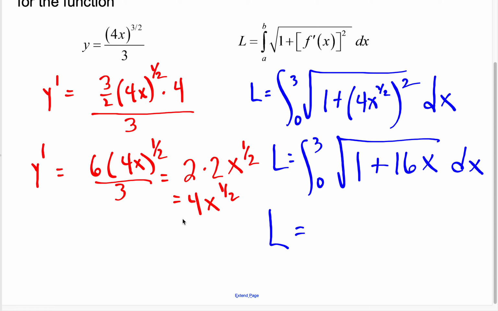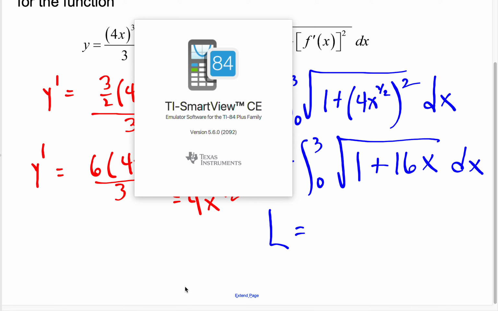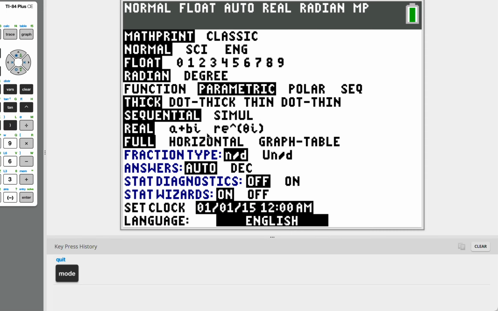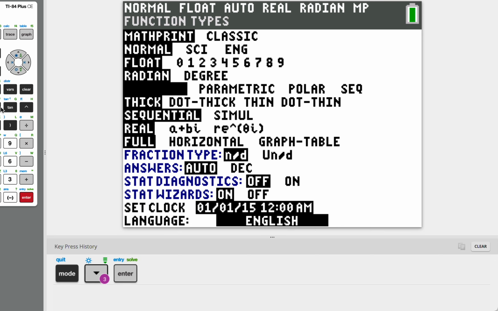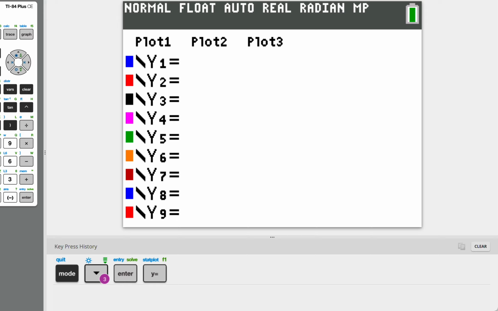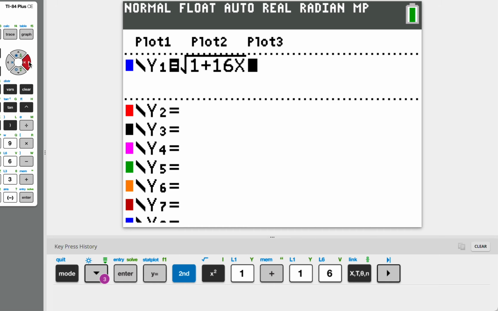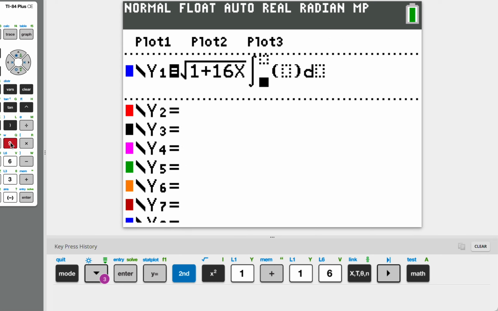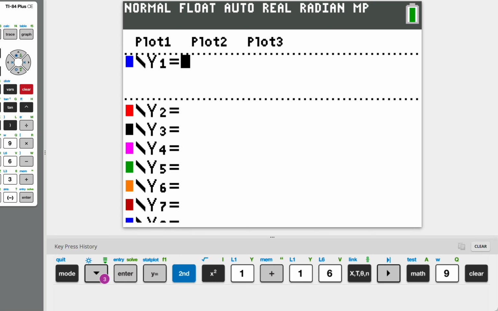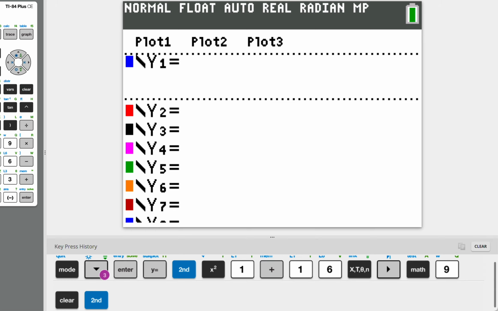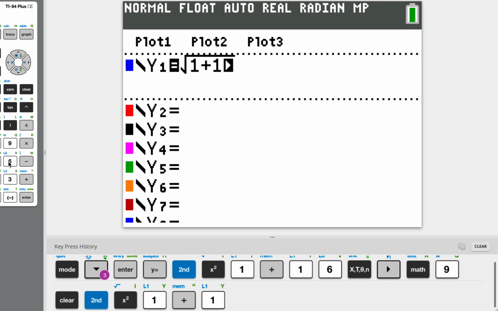So right now, just some refreshing your memory, give me a minute for the calculator to come up. I have to switch my calculator back to function mode because I'm dealing with x's and y's. I'm not dealing with t's. So let me go back to my mode from yesterday, and switch it back to function. We're going to go to y equals, and what we're going to plug in is 1 plus 16x.